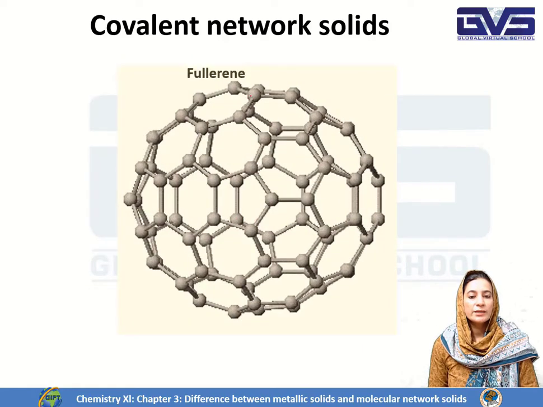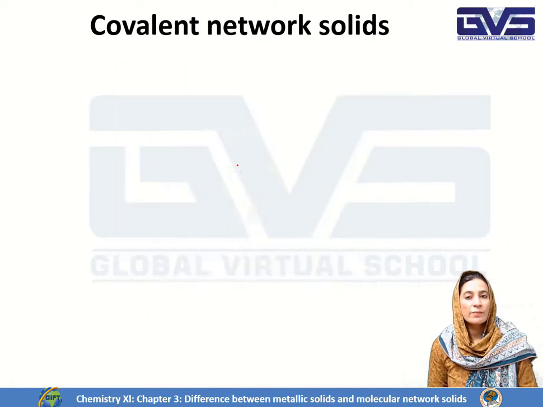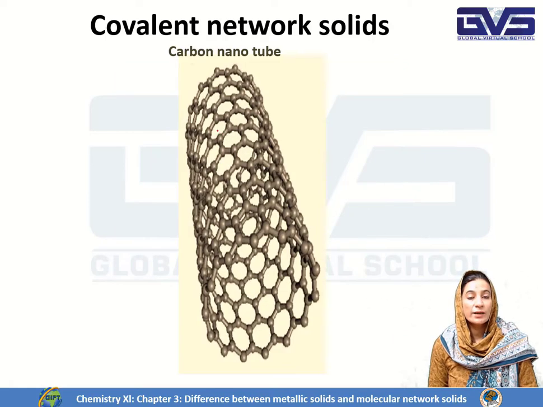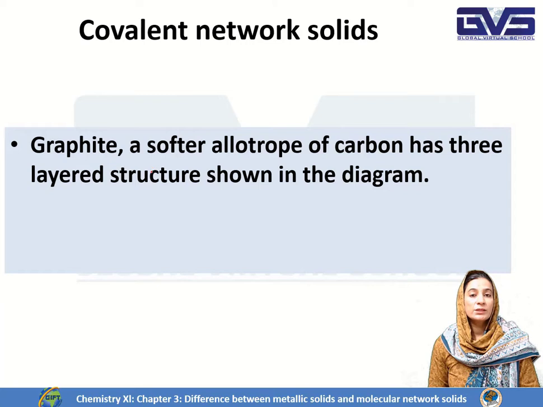Carbon can also be arranged in such a way that it forms balls like fullerene, and it can also be arranged to form a carbon nanotube. But these are giant covalent network solids. And next is another allotrope of carbon, that is graphite.